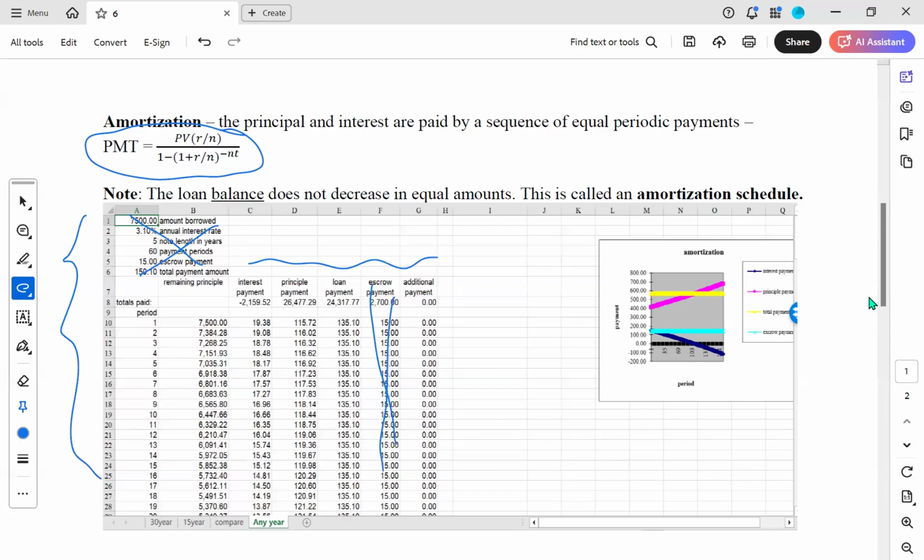We are not going to worry about escrow, so you don't have to worry about that. And we are not going to worry about additional payments. So those types of things. So ours is going to be just these first 5 that we have here.